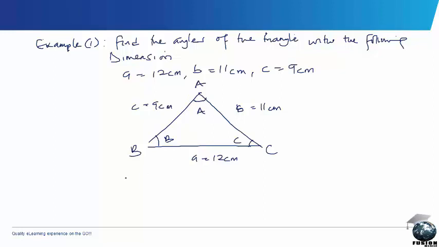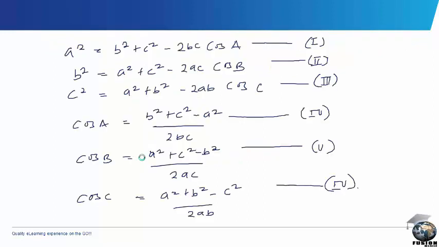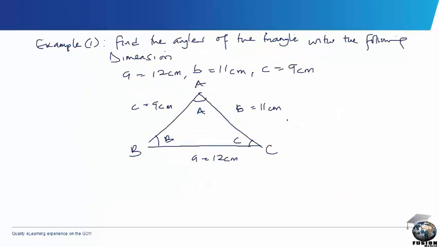Remember that when we are looking for angles, we can find them using any of the three equations here, from 4 to 6. Sorry, this should be VI, not IV. If we want to find the angle B, or should we start with A because it is the first alphabet? Okay, let's start with A.